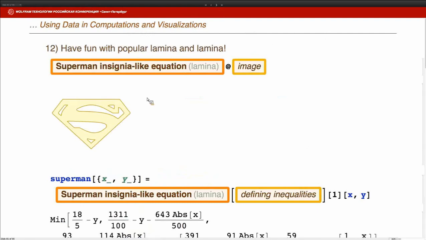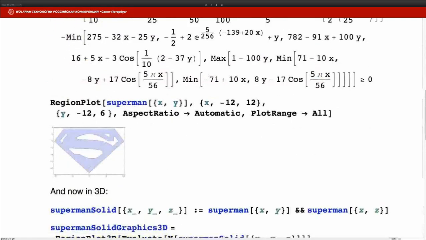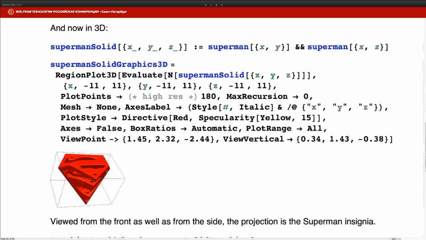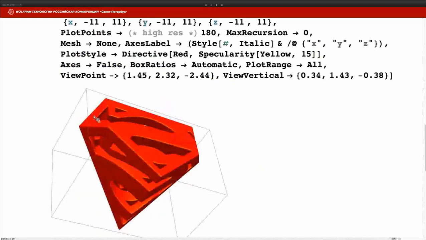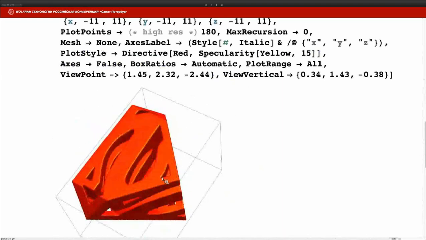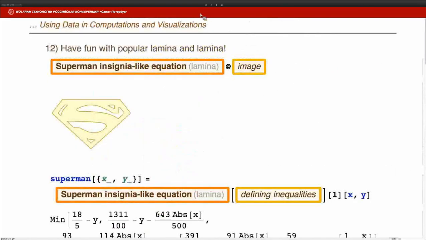Then you have also some fun, and then we slowly come to the end. For instance, you can ask, what's the Superman insignia? And you get a picture, but there's not only a picture, there's also a nice formula associated with it. Now you can take two of them, one say in the XY and one in the XZ direction, and then you can make a Superman solid. From various directions you can look at it, and it is the sign of Superman.